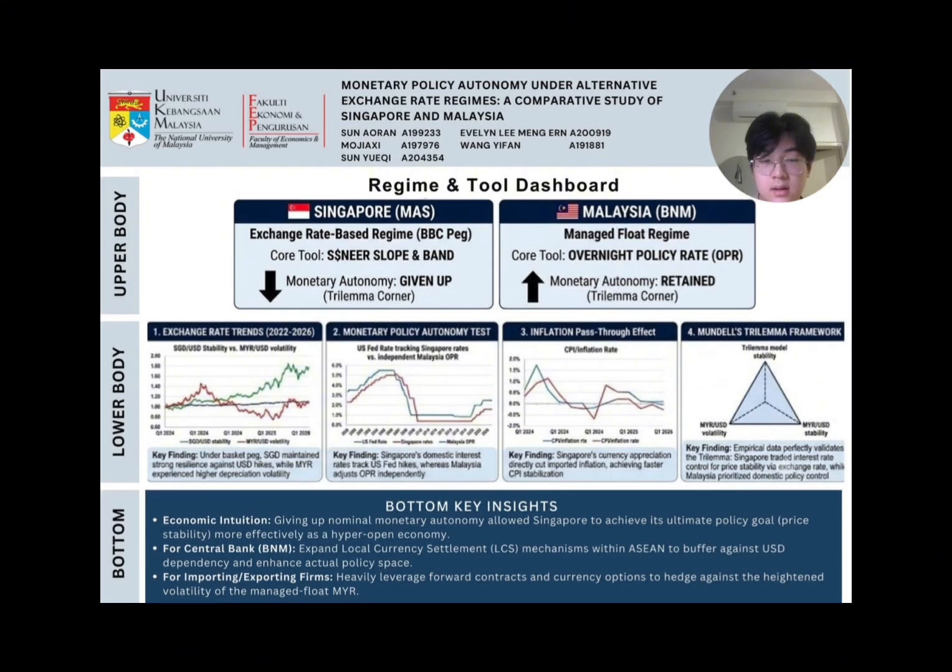In stark contrast, Malaysia chose the left corner of the triangle. Bank Negara Malaysia (BNM) operates a managed float regime, prioritizing full monetary policy autonomy via the overnight policy rate (OPR) to protect its large domestic market, while sacrificing absolute exchange rate stability. This structural divergence perfectly sets the stage for our empirical analysis.